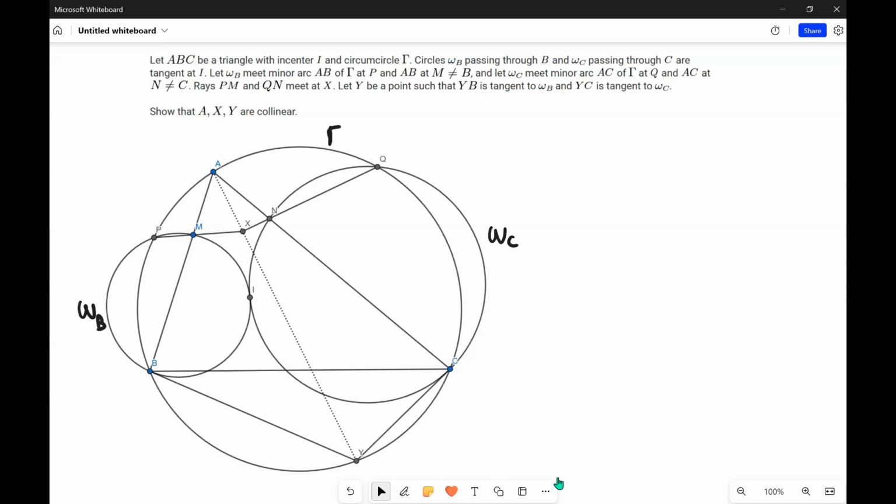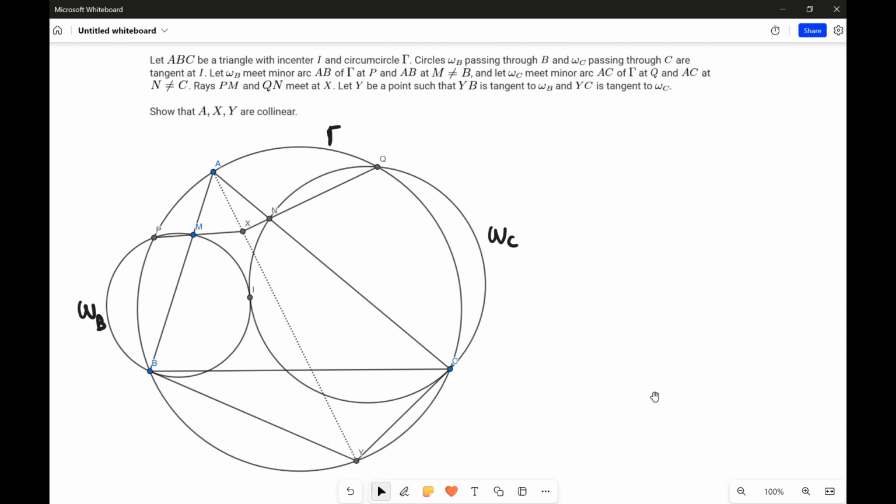Let ABC be a triangle with incenter I and circumcircle gamma. Circles omega B passing through B and omega C passing through C are tangent at I. Let omega B meet minor arc AB of gamma at P and AB at M. And let omega C meet minor arc AC of gamma at Q and AC at N.